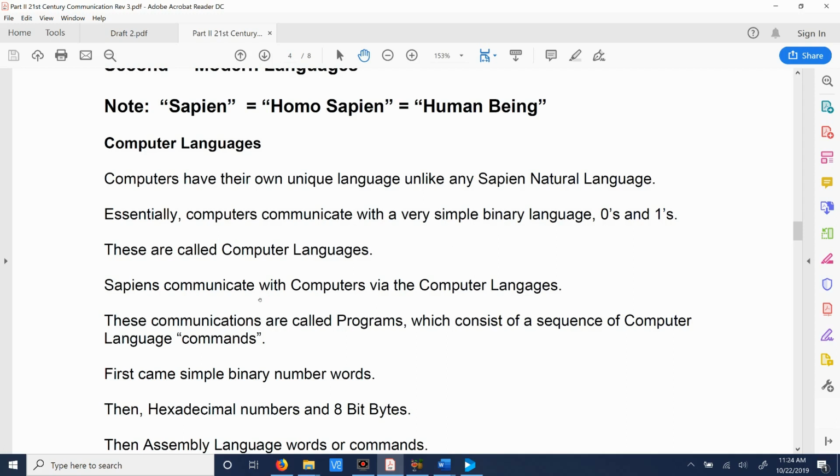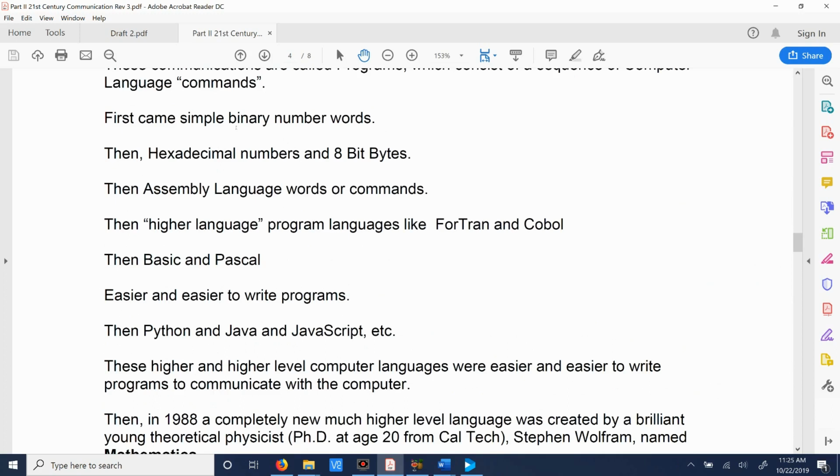Now, sapiens, you and me, we communicate with computers via these computer languages. And the way we do that, we write what are called programs. A program is simply a sequence of computer language commands or words. Now, first came very simple binary number words. The very early computers, you just programmed them with zeros and ones.